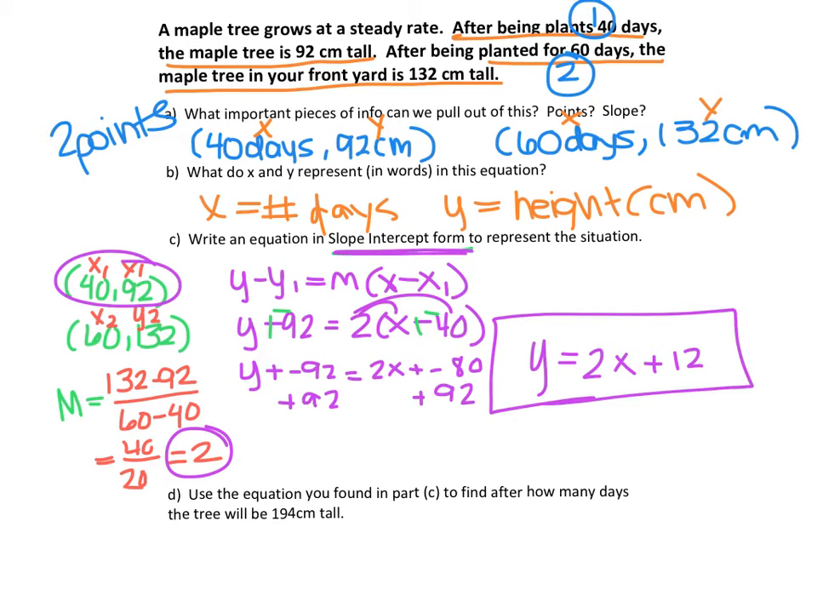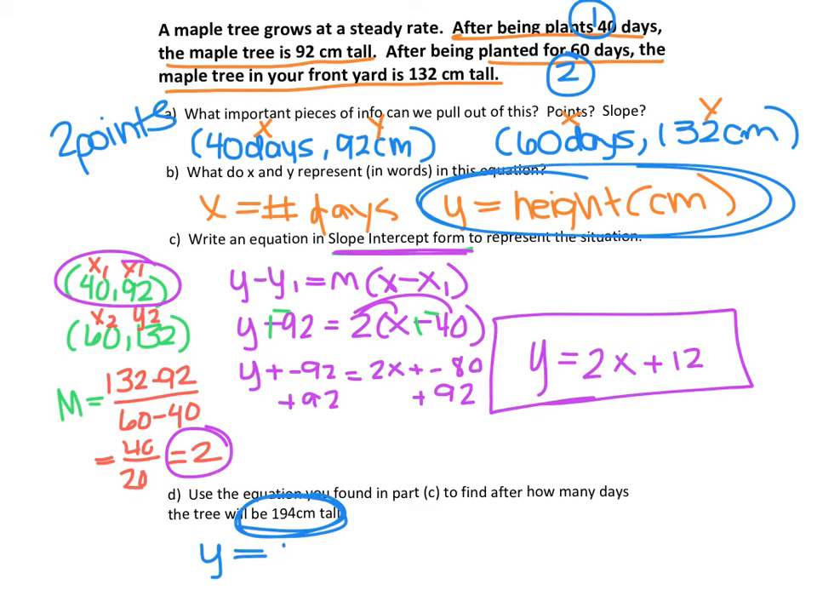So now from here we look at example D, and we're going to utilize our equation to make a prediction. So this says use the equation you found in part C to find how many days it will be when the tree will be 194 centimeters tall. So the first thing I'm noticing is that I'm given a height. My height is my y-coordinate. So what I'm being told here is that y is equal to 194, and my goal is to find x. So I'm going to take my y value and substitute it into my equation.